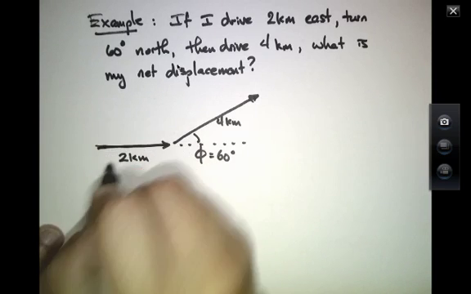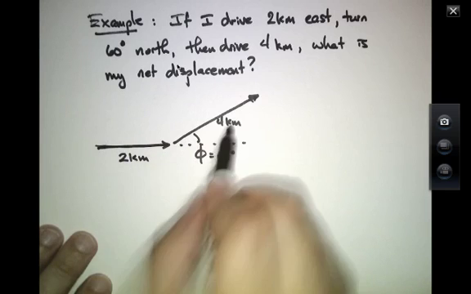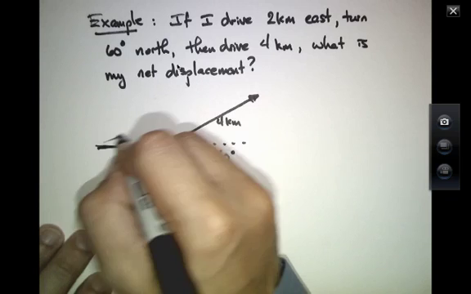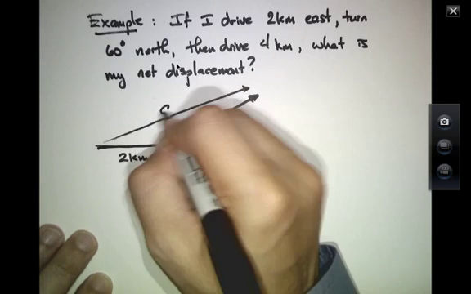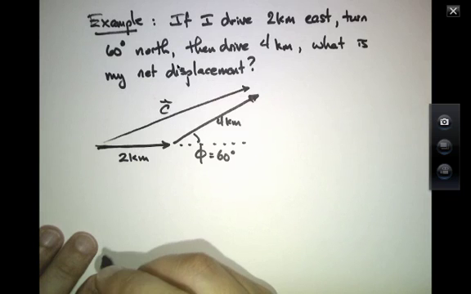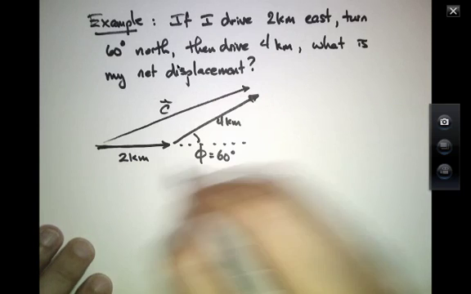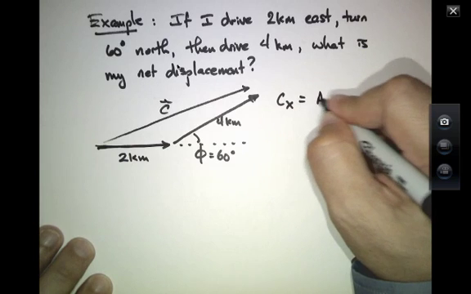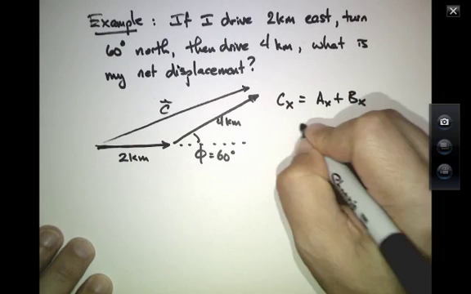And we're asking what's our net displacement. We're not asking how many kilometers we traveled. That would be 4 plus 2, in other words 6 kilometers. We're asking for the net displacement, in other words, this new vector C. And we find Cx from AX plus BX.